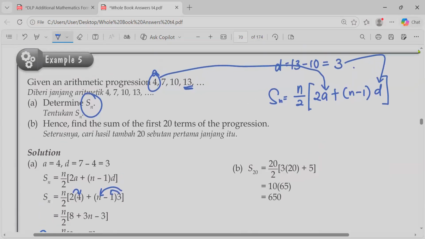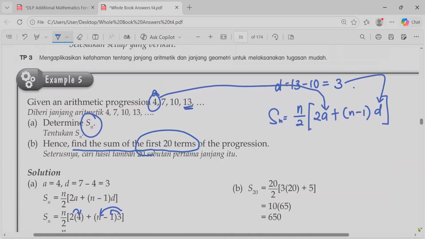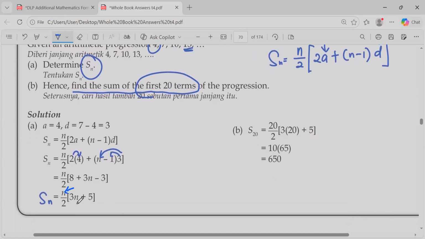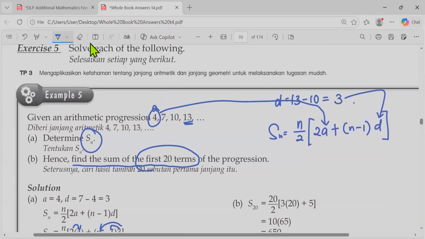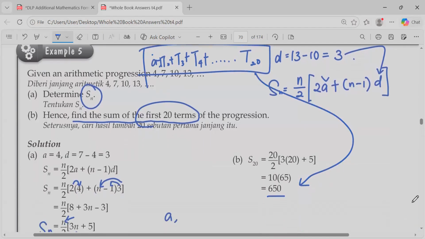Okay, the second one. Find the sum of the first 20. Not 12, 20. You just substitute 20 inside and then you will get the answer. It means the first term plus the second term plus the third term plus the fourth term, until the 20th. The sum of every term, you will get 650. This is the meaning.